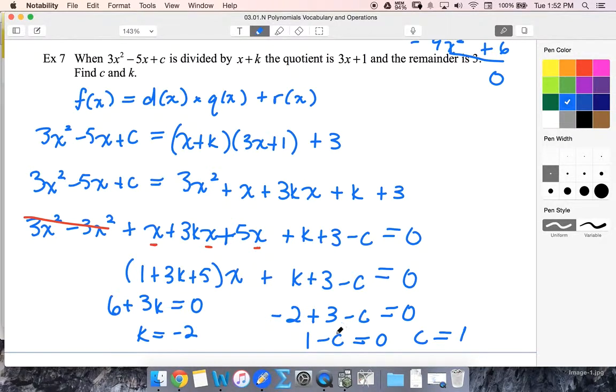So again, looking at our coefficients and making them equal to 0, or looking at the coefficients on separate sides, we could have done as well. So 3 has to equal 3. That's true. Negative 5 would have to equal 1 plus 3k. So we end up with the same sort of solution, and c has to equal k plus 3. That's another way I could have set up this system, and I would have gotten the same results.